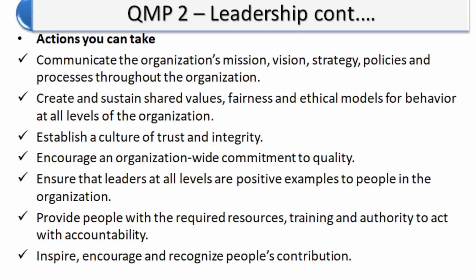So these are the two quality objectives that we have seen today. In the next lecture, we are going to see another two quality objectives.